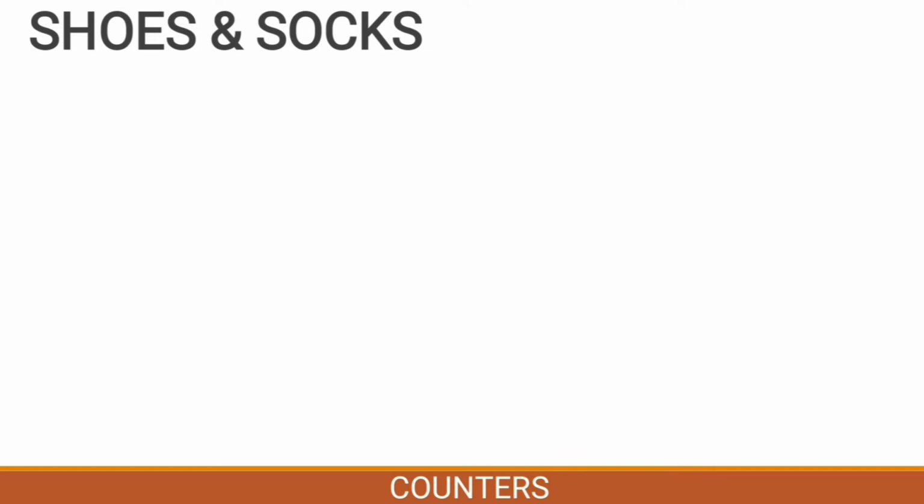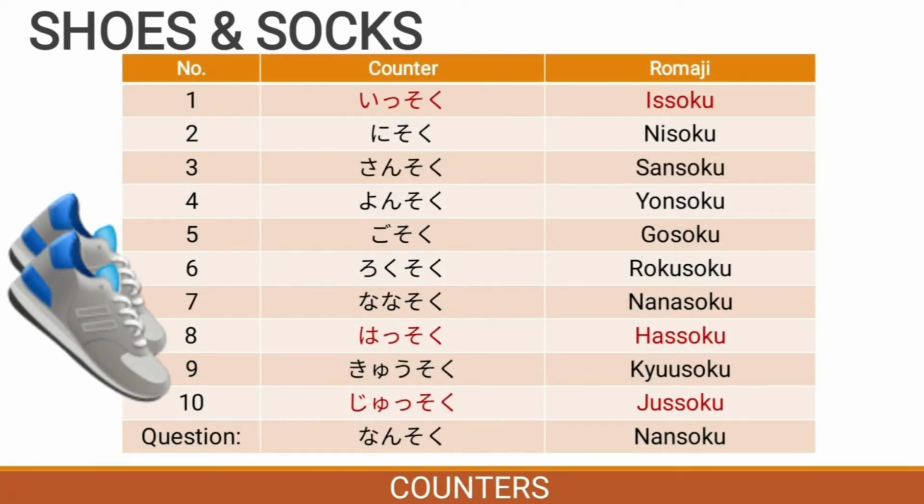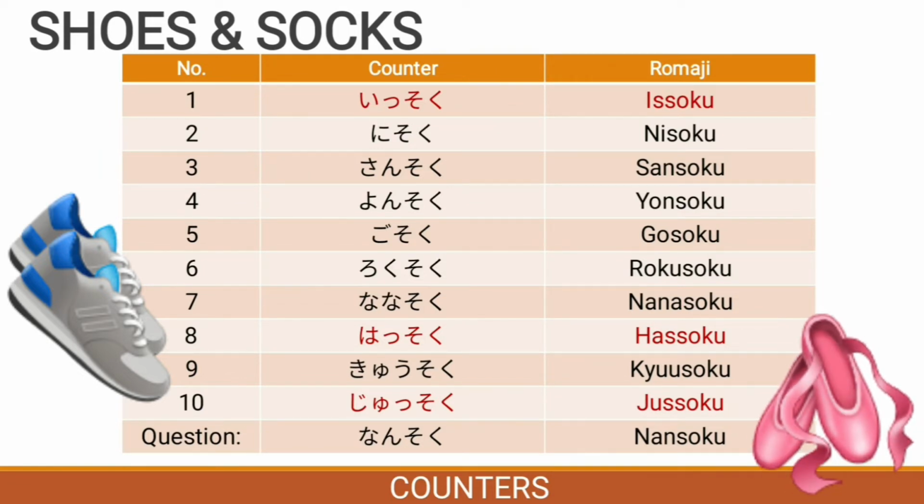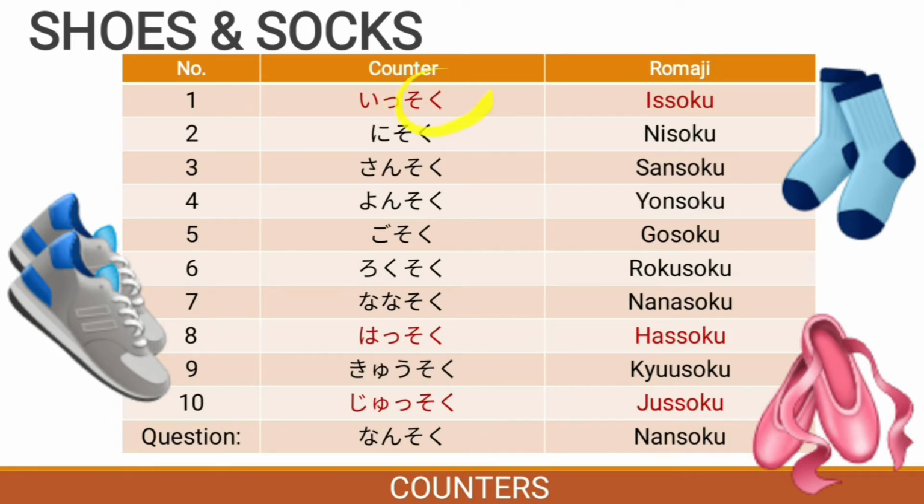We have shoes and socks. So dito is pairs. Ang shoes and socks ay palaging pair. May pair of shoes, pair of socks, kasi 'di ba, dalawa yung paa natin. Okay. So ang isang pair is isoku. Soku ang basa sa counters ng shoes and socks.